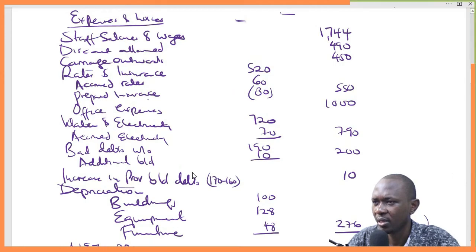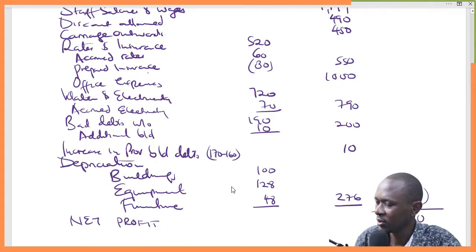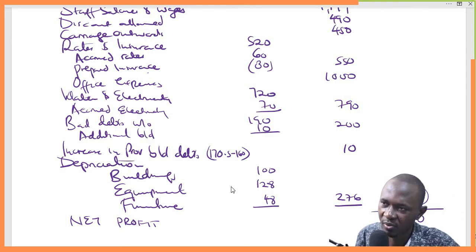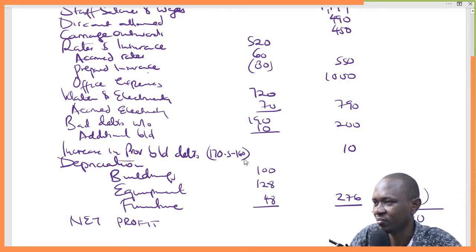Increase in provision for bad and doubtful debts. So this, instead of 170, we'll talk of 170.5. 170.5 minus 160. 170.5 is simply 5% of 3,410. So don't remove that 10 that we created for bad debts. We don't work with it. So just take 5% of the accounts receivable, which is 5% of 3,410, and you'll get 170.5 minus 160. So here we'll get 10.5.